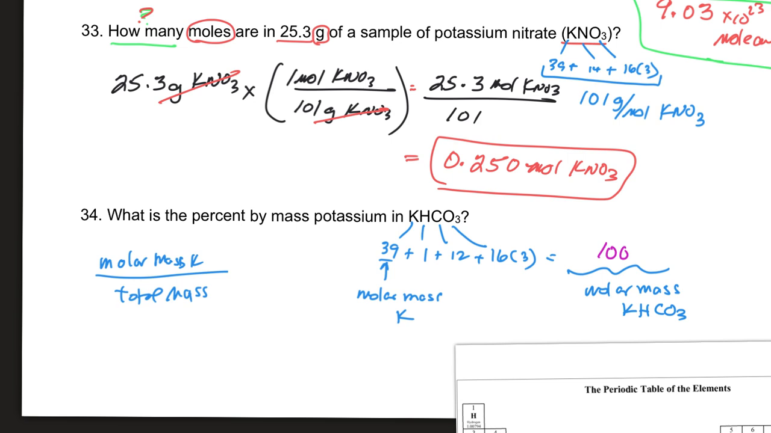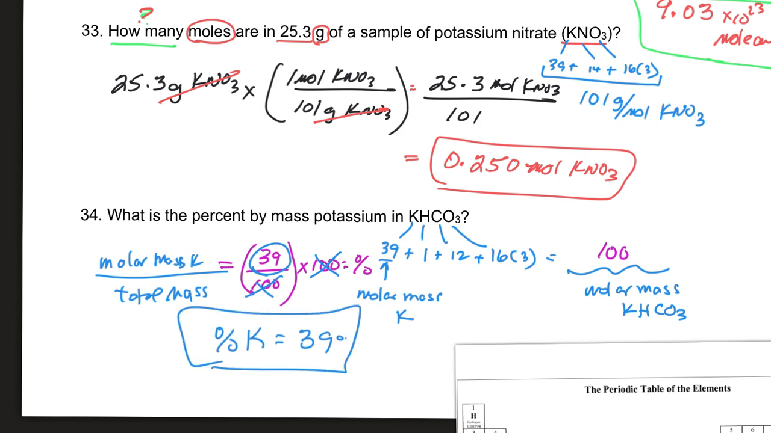So what we're going to do here is take the mass of potassium. The mass of potassium is 39. We're going to divide that by 100. And then we're going to take this and multiply this by 100, and that'll give us the percent. So in this particular case, when we do that, we take 39 divided by 100. The hundreds cancel each other out, and so the percent potassium is going to be equal to 39%. There's your answer.